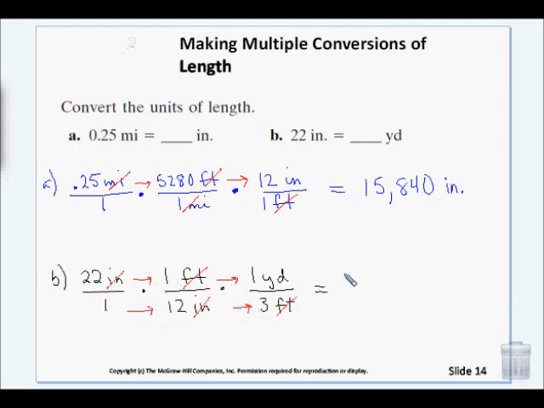So you get 22. Here, hold on. You get 22 over 36, which will reduce to 11/18 of a yard.